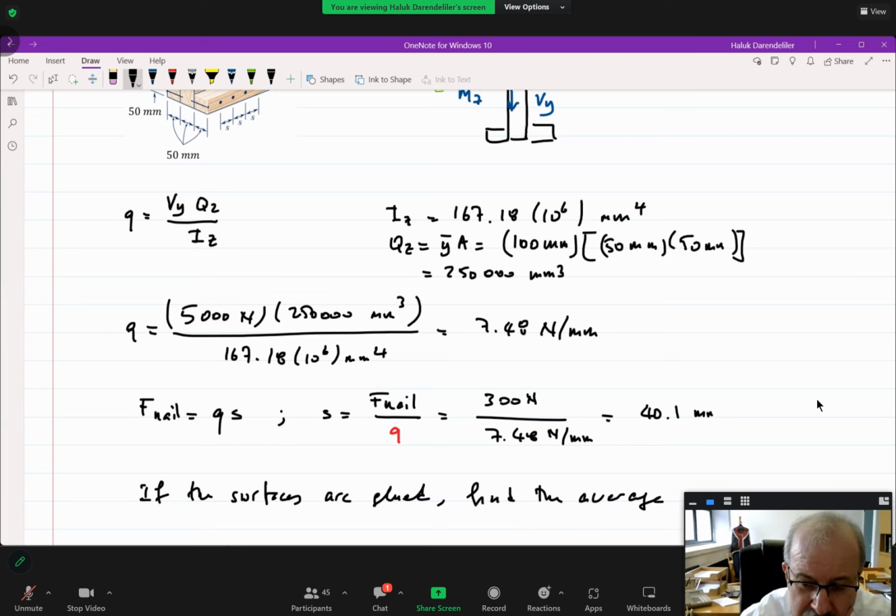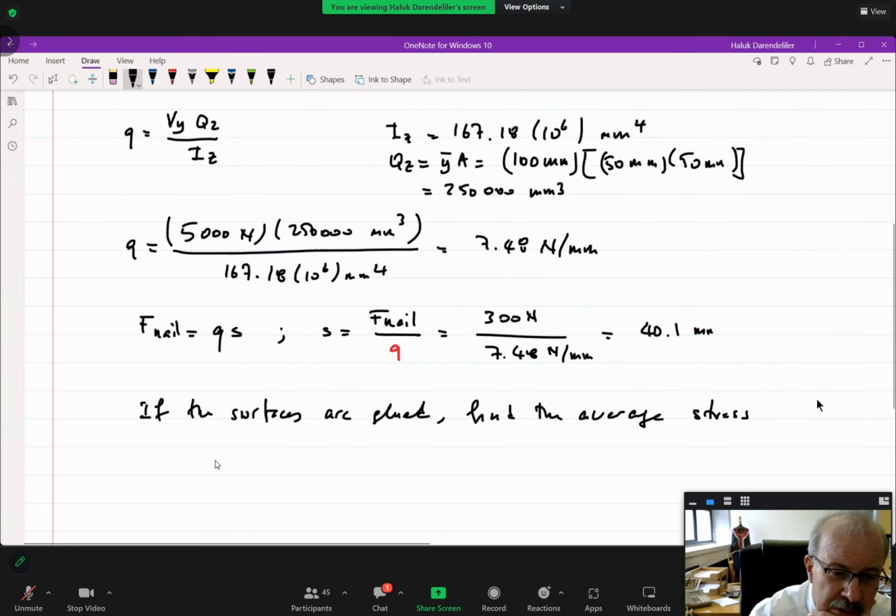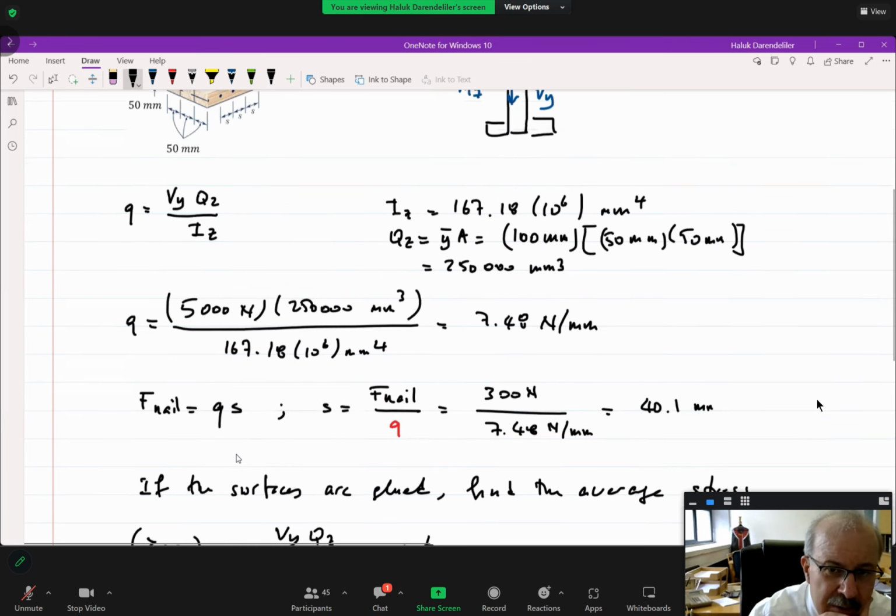If this is my question, now there is no nail, there are glued surfaces, therefore tau xz in this problem, average, is equal to Vy Qz over Iz times t. The only unknown here is the t. For this problem, t is equal to, who is going to tell me, what is t?